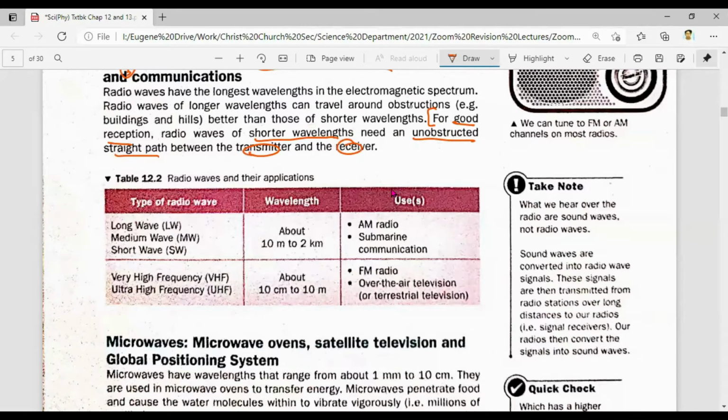So generally, what you realize is that the antennas are always placed at the top of the roof, and they try to make sure that there's nothing around it obstructing the wave from reaching it. So generally, if you want a good reception, it should be unobstructed, and it should be a straight path between the transmitter and the receiver. So I repeat again, if you want good reception, do take note. The radio waves of shorter wavelength need an unobstructed straight path between the transmitter and the receiver.